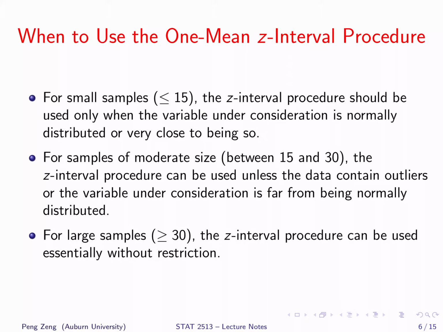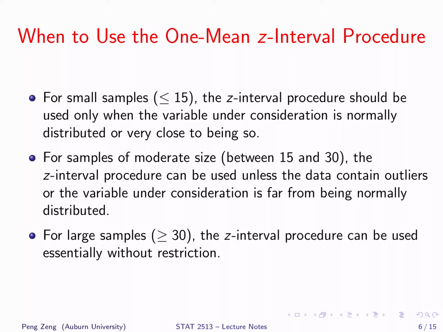For samples of moderate size, here we mean that the sample size is somewhere between 15 and 30, the Z-interval procedure can be used unless the data contain outliers or the variable under consideration is far from being normally distributed. In this case, although the central limit theorem does not apply, experience tells us that the Z-interval procedure is applicable as long as the population distribution only slightly deviates from normality.